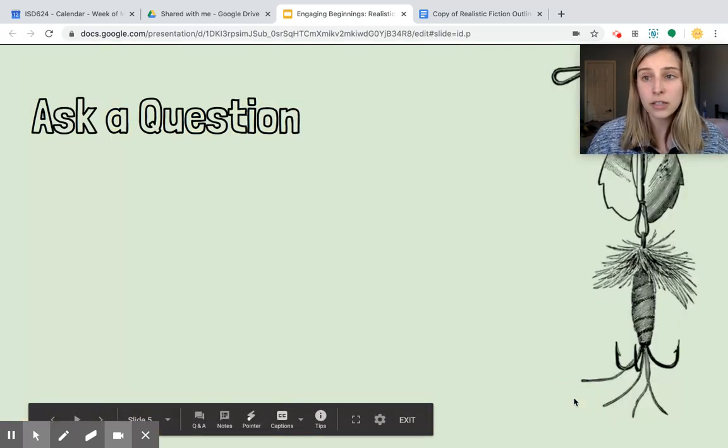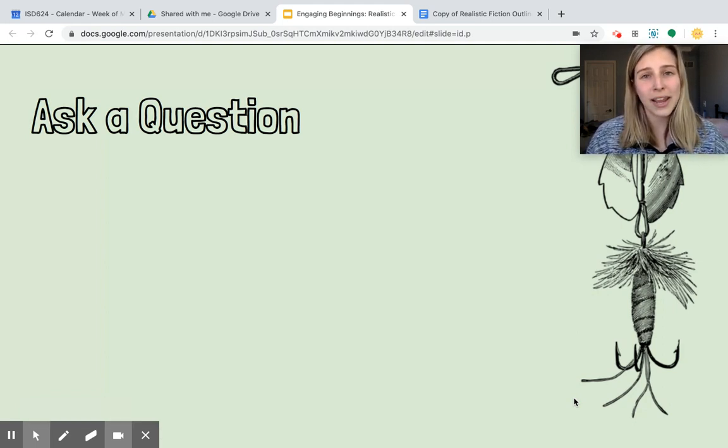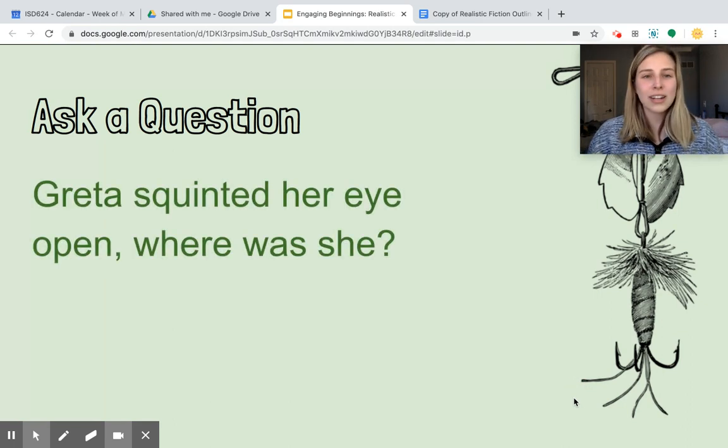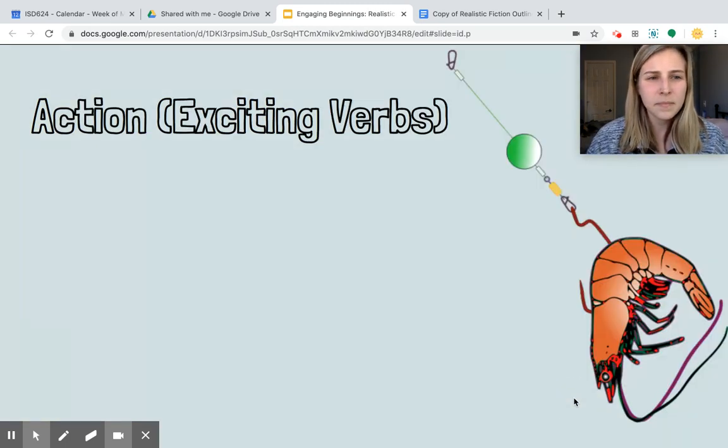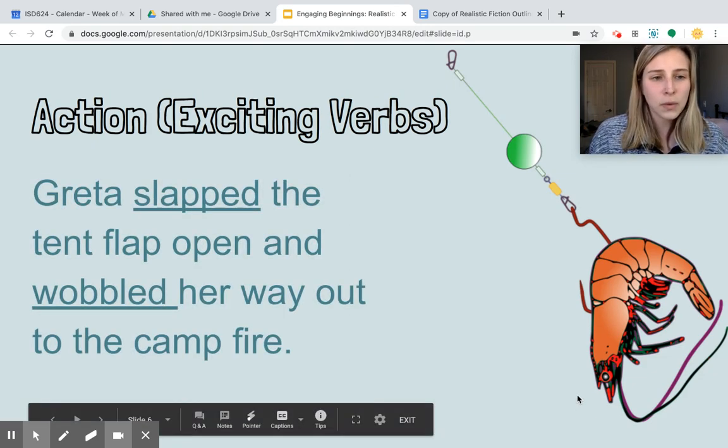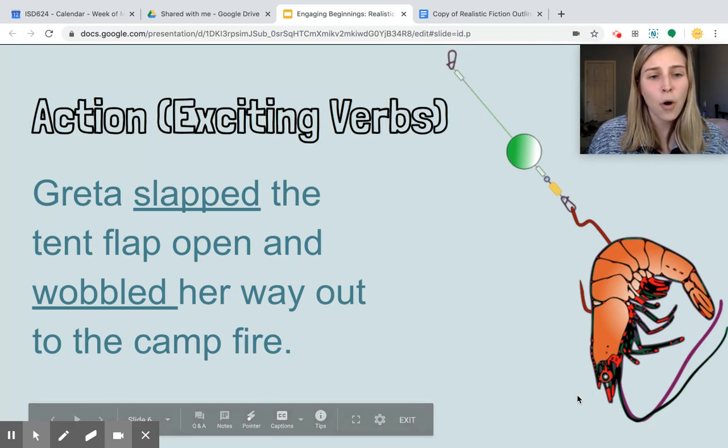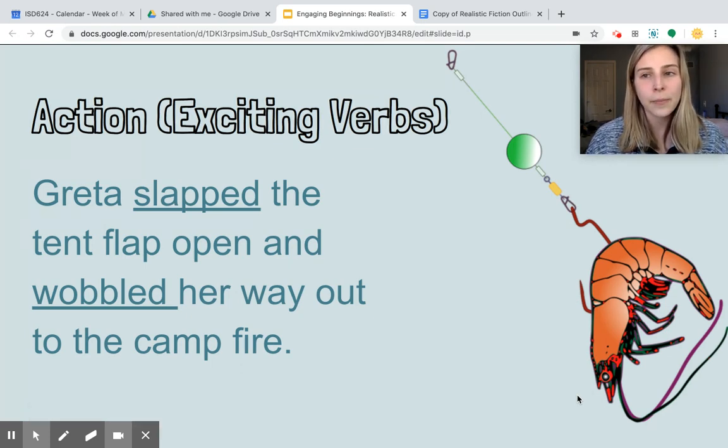Our next option, our next lure we have is to ask a question. And asking a question is a really good way to keep the reader reading because they want to know the answer. So I have an example of this here: "Greta squinted her eye open. Where was she?" The next one, which is my favorite thing to use, is starting with an action using exciting verbs, because those verbs really tell the reader what's happening and can really help them visualize what's taking place. So my example here is, "Greta slapped the tent flap open and wobbled her way out to the campfire."